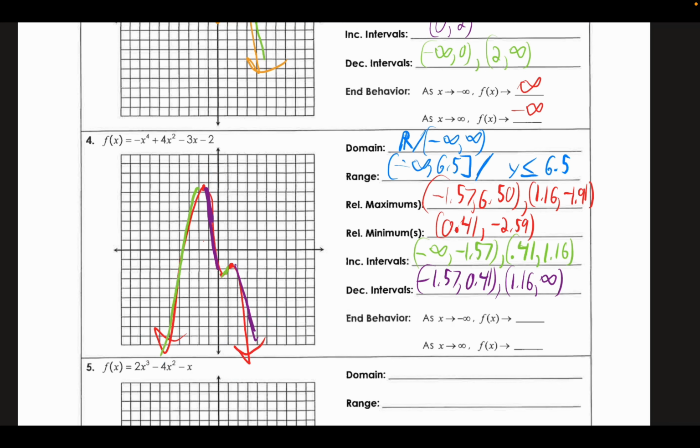And then end behavior here, as x goes to the right and the left, the y values for both of those go forever down to negative infinity.